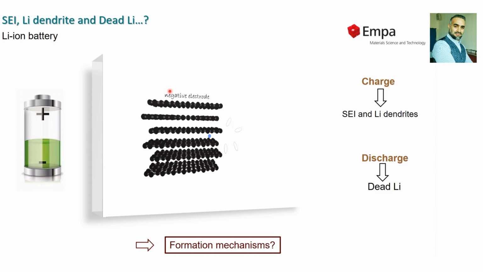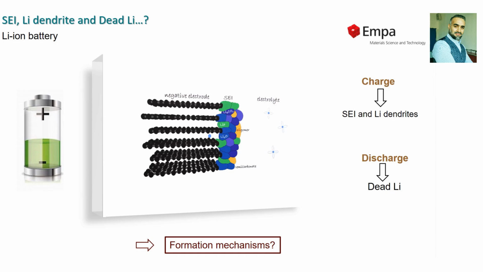when the lithium is transported with the solvent molecules and gets inserted into the negative electrode, these molecules are reduced, and then we have formation of a layer called the solid electrolyte interphase. If we keep going down in the potential, we also have formation of lithium dendrites, and during discharge, these lithium dendrites can dissolve and form dead lithium.